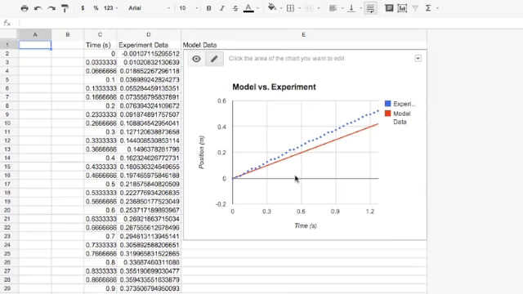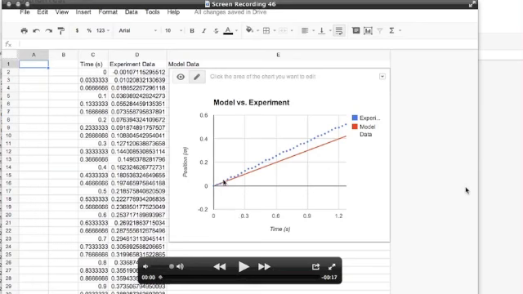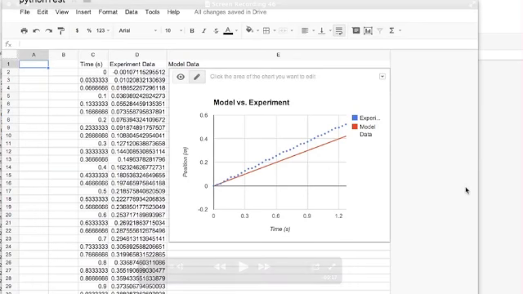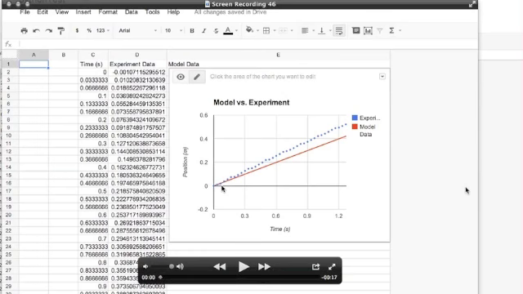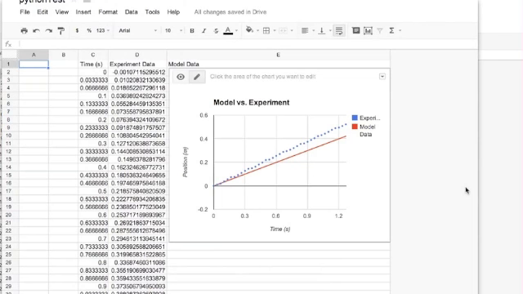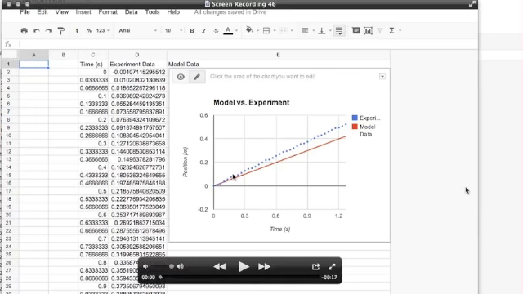As you can see, the model data forms this orange straight line, and the experimental data forms these series of points. The two position versus time graphs are similar just in the beginning, as you can see here. But then it appears that the ball had continued to accelerate, traveling at a velocity slightly faster than that of the constant velocity of the model.